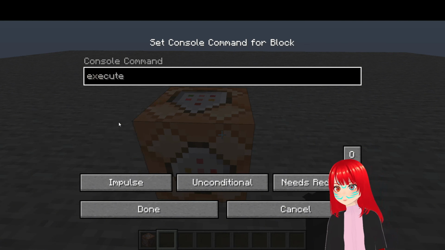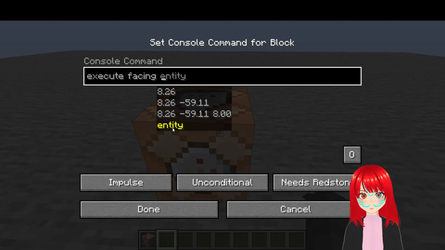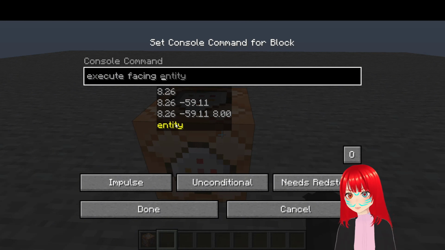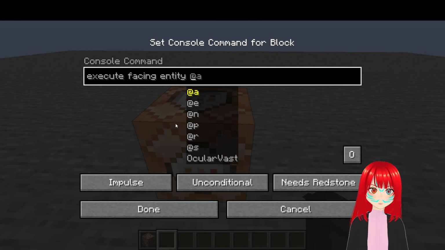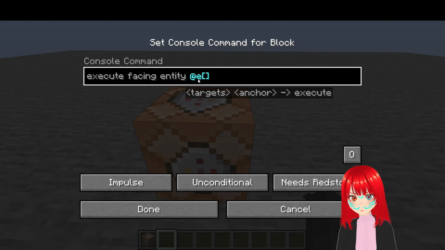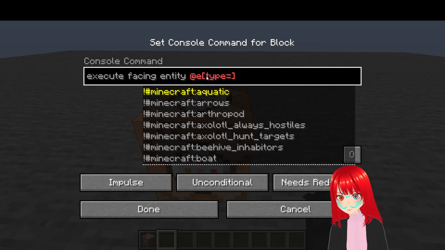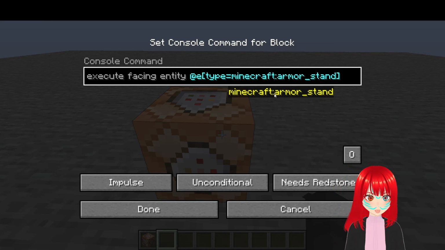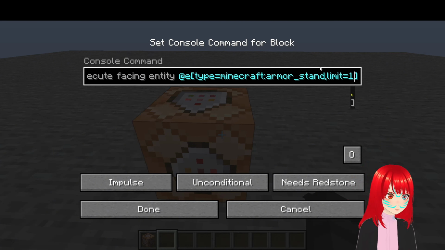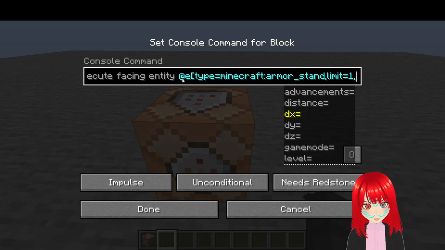Okay, anyway, execute. Already did all this. Facing. You can do an entity, you can do a specific block. So whenever they're facing that block or entity, or in this instance, you can type out anything, right? Type equals armor stand, and limit equals 1. Okay, so there's actually a lot of these that you can type in here.